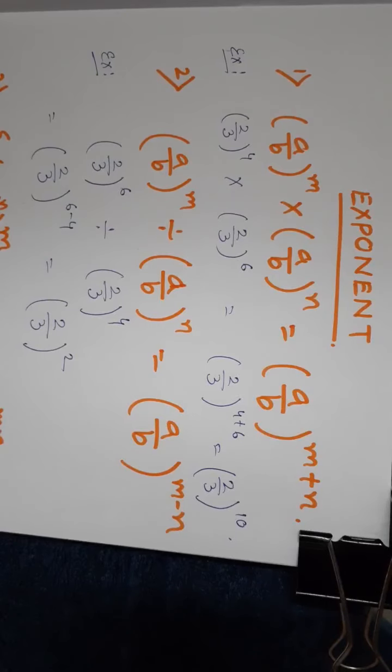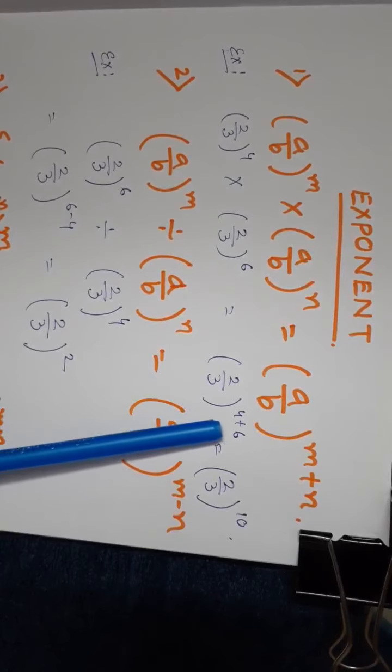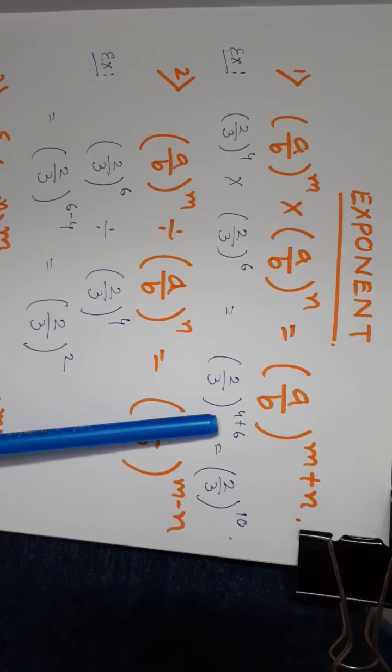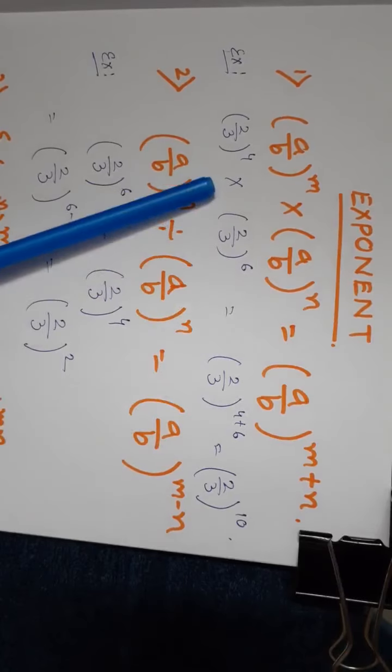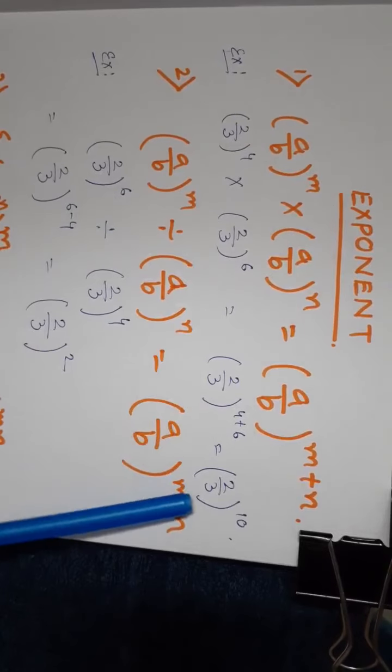Here we are using one example. Let us consider 2 by 3 raised to the power 4 into 2 by 3 raised to the power 6. This will be equal to 2 by 3 raised to the power 4 plus 6. That means we are adding these powers if a multiplication sign is there in between these two. So we will get 2 by 3 raised to the power 10.